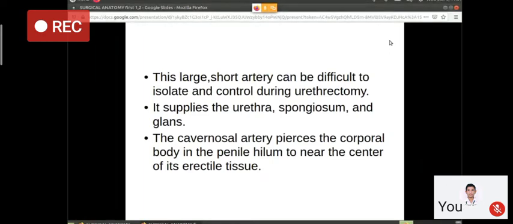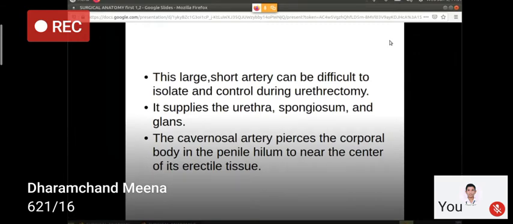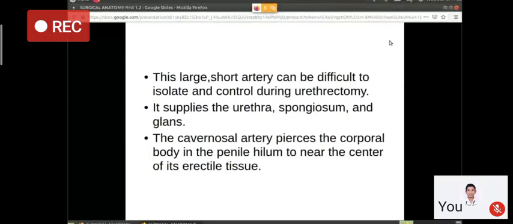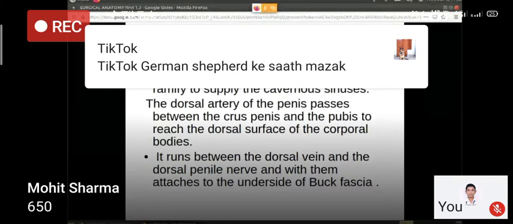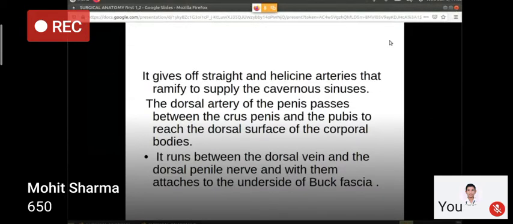The cavernosal artery pierces the corporeal body in the penile hilum to reach near the center of its erectile tissue. It gives off straight and helicine branch arteries that ramify to supply the cavernosal sinuses.